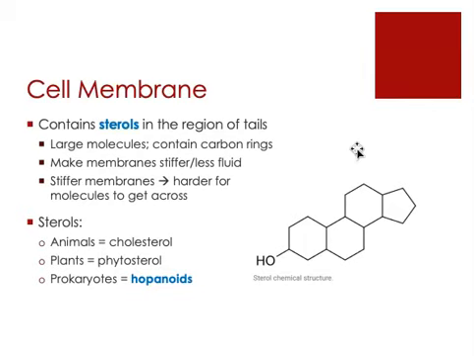Now you might ask, why would a cell want to make its membrane less fluid? And the answer is that stiffer membranes are harder for molecules to cross. So when a cell loads up its membrane with sterol, it's making its membrane less fluid, and it's making the membrane harder to get across. So it's harder for molecules to pass from the inside of the cell to the outside, or from the outside of the cell to the inside. And for certain cells, that might be important. That might be protective, for example.